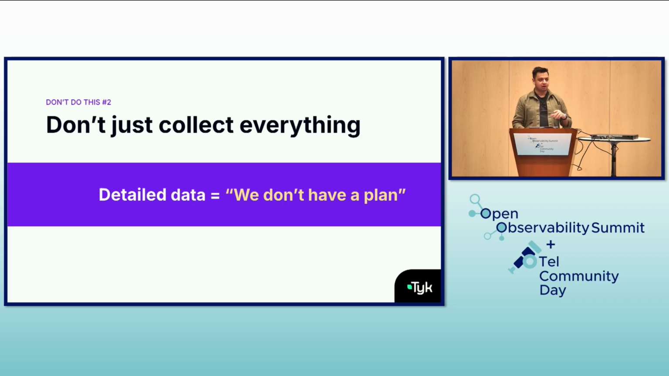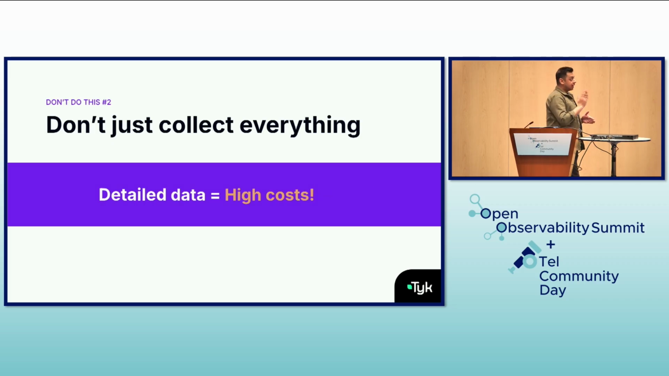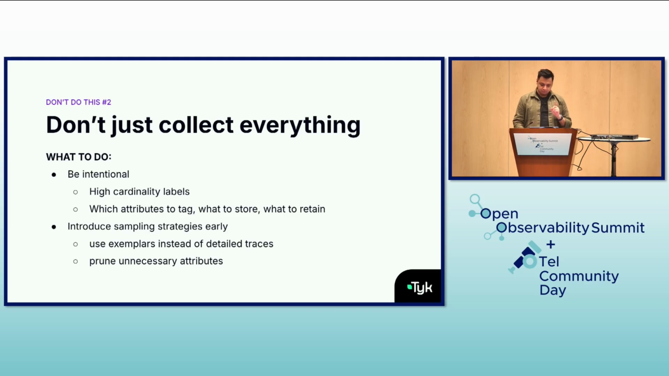So just because you are collecting everything, that's not always the right answer, and that also relates to having higher costs. Managing and maintaining your entire pipelines end-to-end can balloon up really quickly when you are looking at things at scale. So with detailed data, be intentional about how you go about this. Look at the high cardinality labels, which attributes to tag, what to store, what to retain, and have a strategy around that. Introduce sampling strategies as early as possible, if possible.